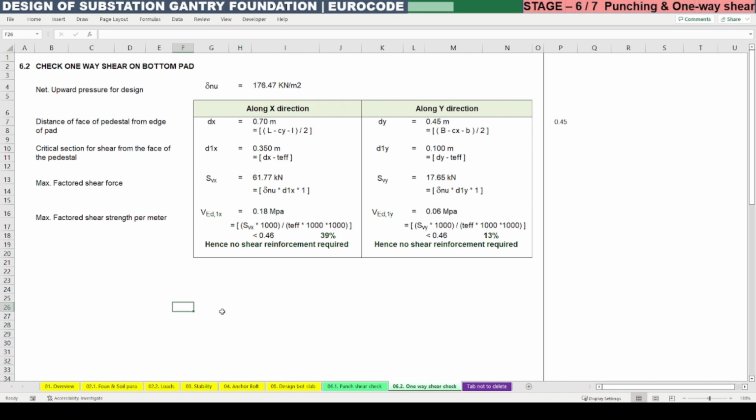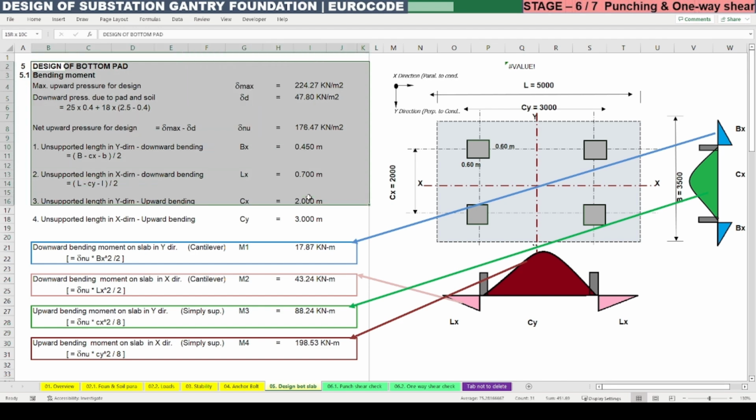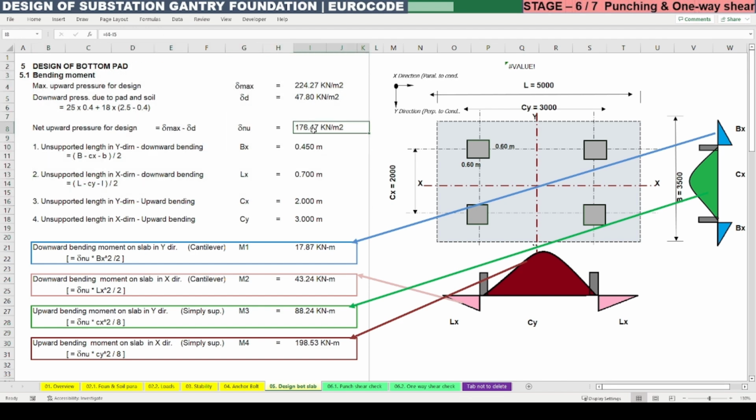Now let me look into the one-way shear check on the bottom pad. For that we need to calculate the net upward pressure for design. This we already calculated in stage 5 for bottom slab design. So here you can see that in the bottom pad design we have considered this net upward pressure as 176. You can find the explanation of how to find this net upward pressure in stage 5 of this series.